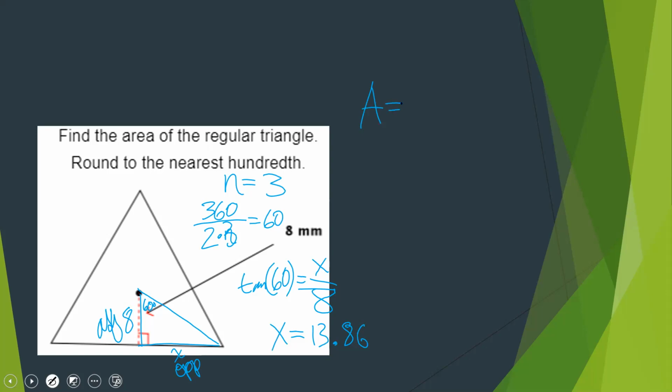Area equals our perimeter times our apothem over 2. So our area in this case is going to be equal to that 13.86 times our apothem, which is 8 over 2, which is going to give me an area of 55.426 millimeters squared.